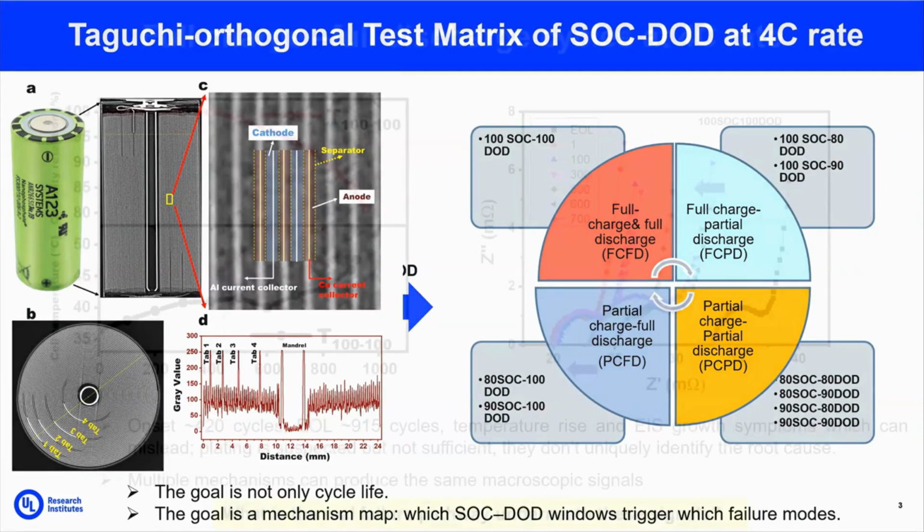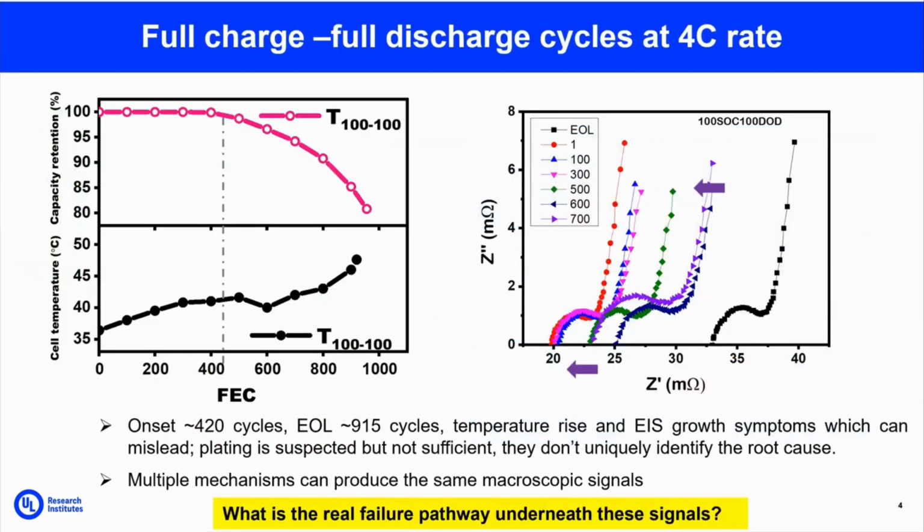So in the first case, full charge and full discharge condition, we can see the cycle life was limited to 950 cycles, and the cell temperature rise increased after the onset of capacity fade. After onset capacity fade, the capacity fade was accelerated, and the temperature rise also increased.